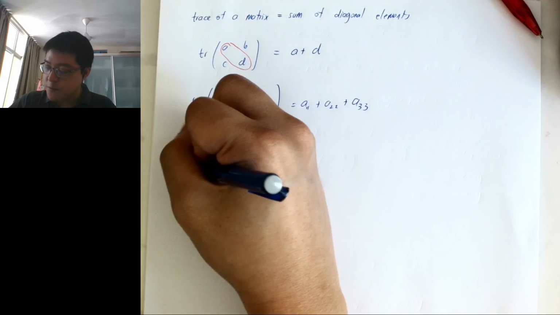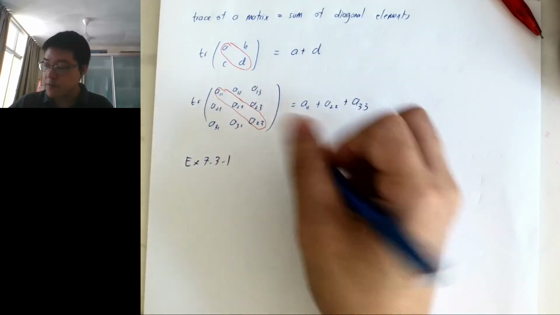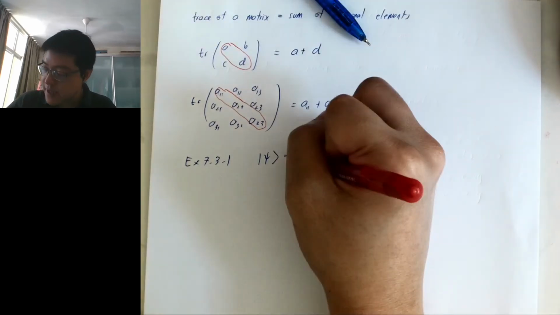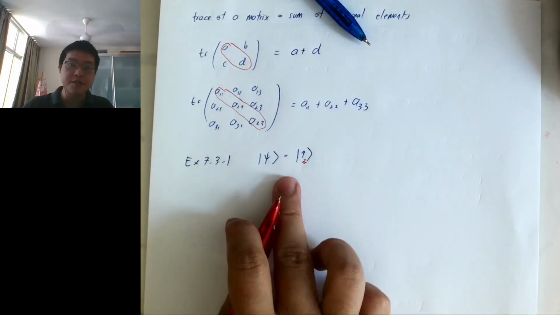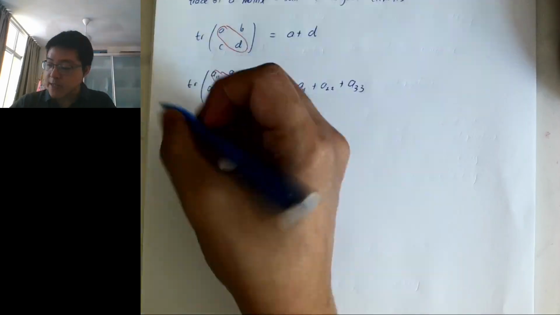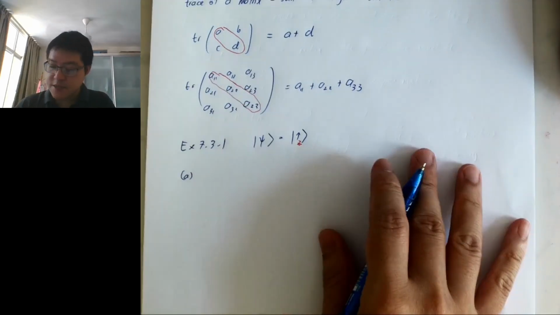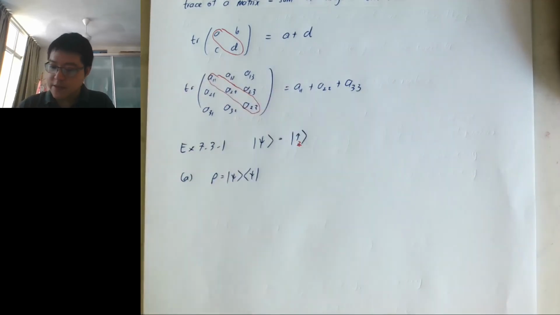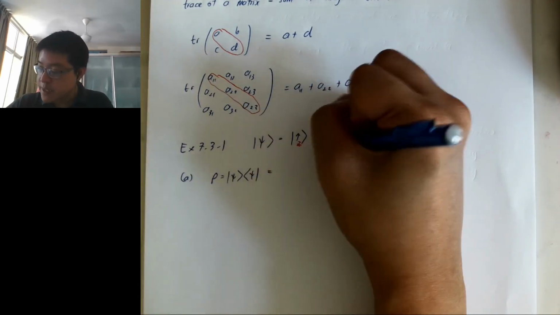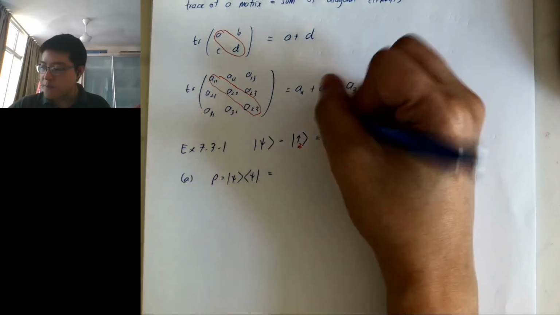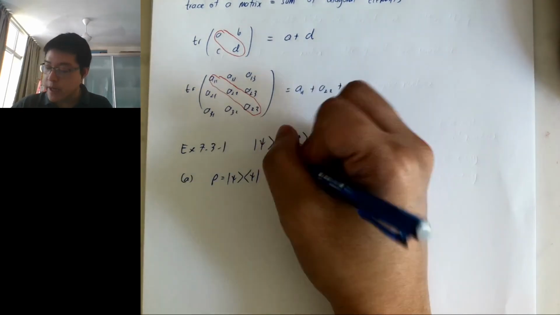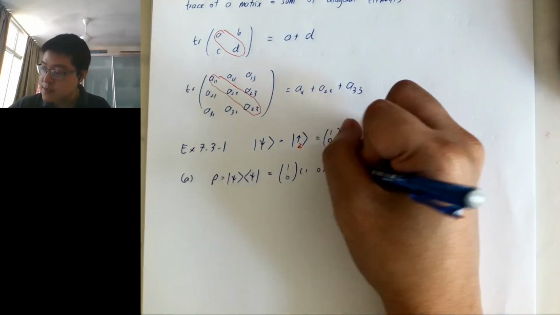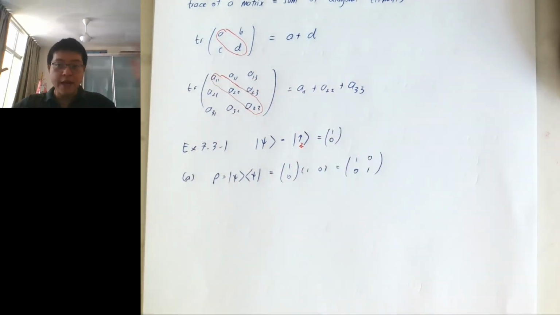So we were doing example 7.3.1. Our state initially is the up state. Every time I don't write the direction, it means the sigma z direction. The first part is just to find the corresponding density matrix, so the density matrix is like this. No problem here. This part is very easy because in the usual matrix form in the basis, it's just 1, 0, and then the dagger is 0, 1. Everything here is real numbers, so if you multiply out the matrix, this is 1 0 0 0.